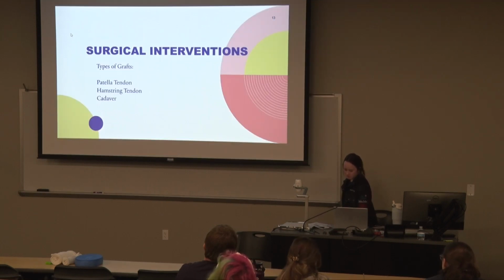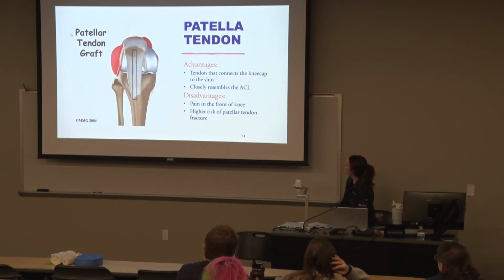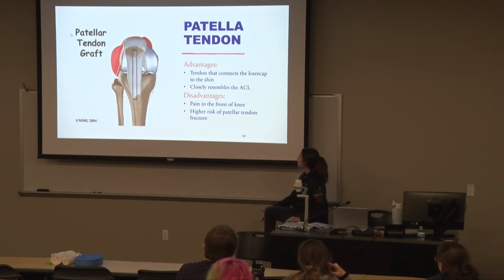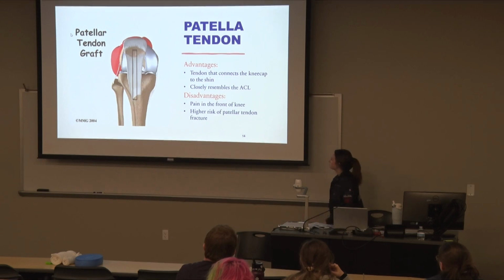Once you get your surgery, there are different grafts you can get to repair that tendon. The first one is patella tendon, then hamstring tendon, and then the cadaver graft. So the first one we got is the patella tendon. It's the tendon right here in front of your knee. It connects the kneecap to the shin. It's the closest thing that resembles the ACL to repair it.